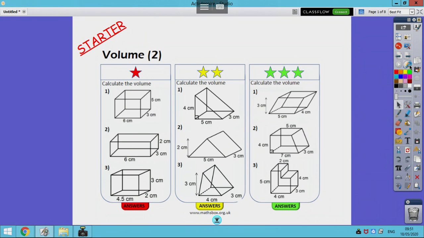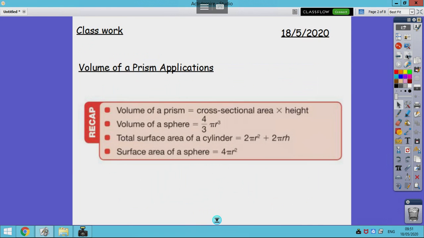So your title for today is Volume of a Prism Applications, okay? And today's date is the 18th of May. How quickly is this month going?